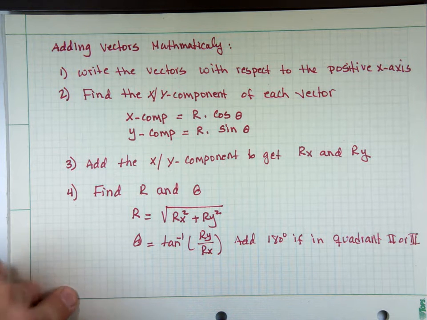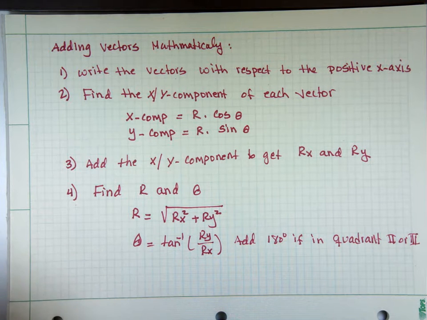Quadrant 2 or 3. So these are the steps I'm going to use to add vectors mathematically. Mathematically, how do you know what quadrant you're in? Like if you didn't graph it out, just doing it mathematically. The angle will tell you. That's why you write the angle with respect to the positive x-axis. It takes care of that.